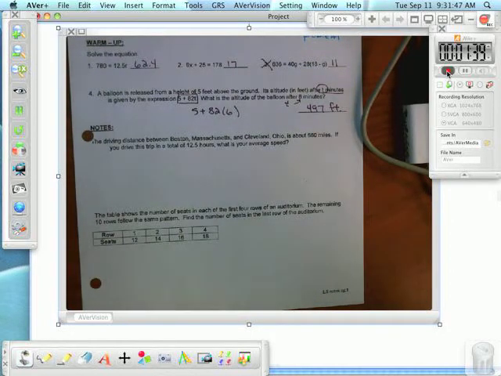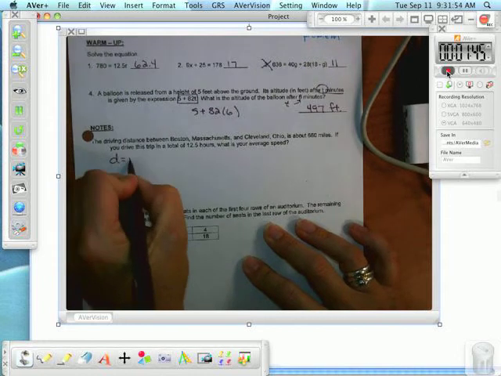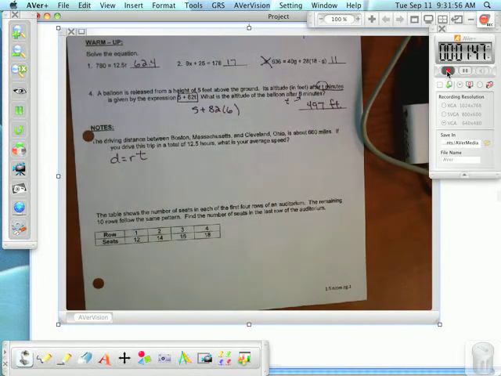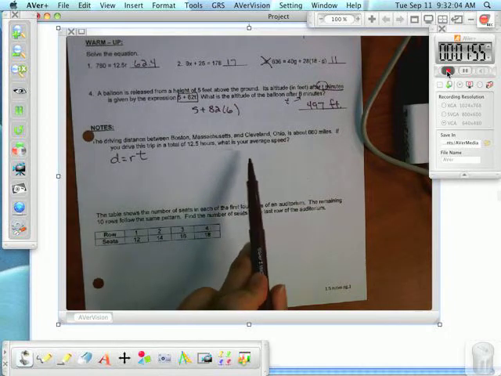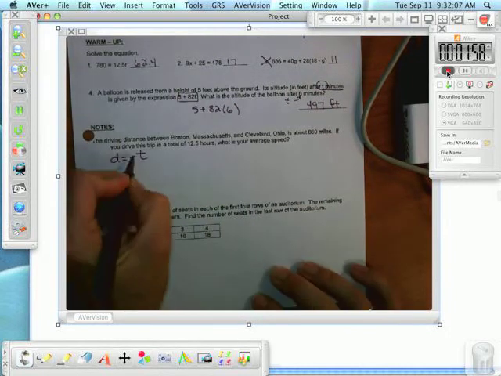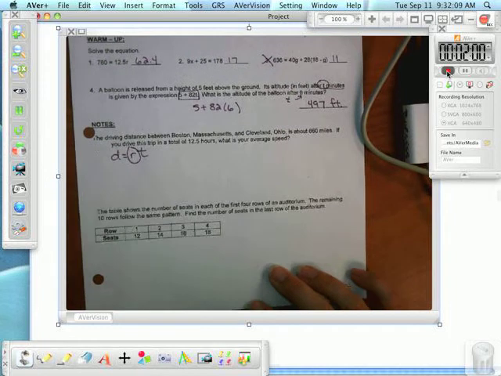So what equation do you think you might need to use for this? Distance equals rate times time, right? Probably I'm going to use that. You don't have to. But if I see those things going on, I usually write that down. They want to know what your average speed is, so I am going to try and figure out what my rate is.